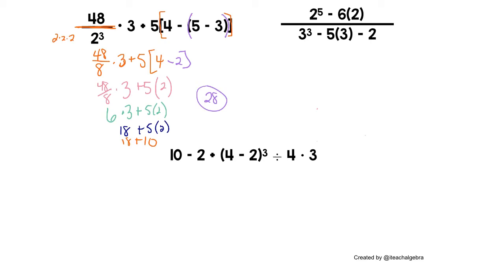Let's try the same thing on the next expression. We've got this giant fraction bar that is a grouping symbol. We didn't need that on the end. Don't know why I did that.